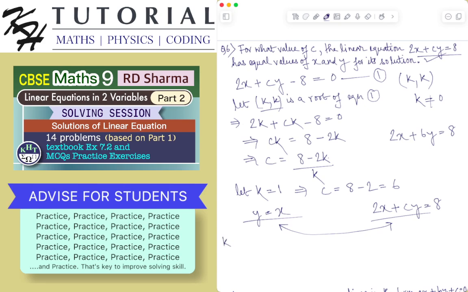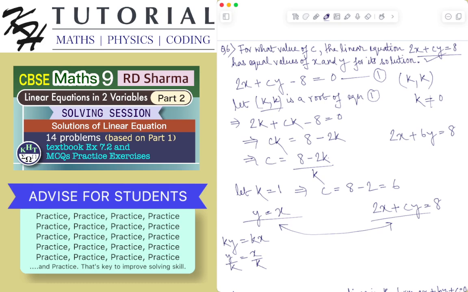I can write it as ky equals kx. It could also be y by k equals x by k, where k is a non-zero number. Now, let's consider y equals x as the linear equation. Definitely y equals x is a linear equation in two variables where all the roots will have equal values of x and y.